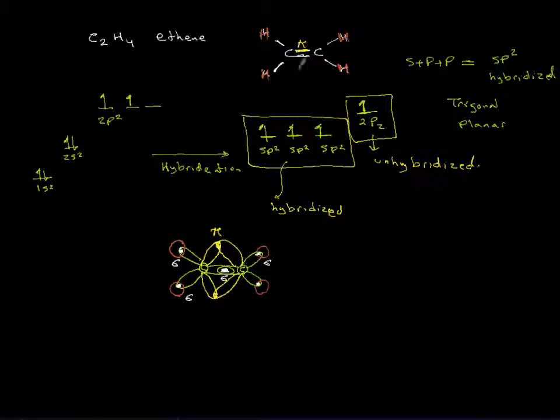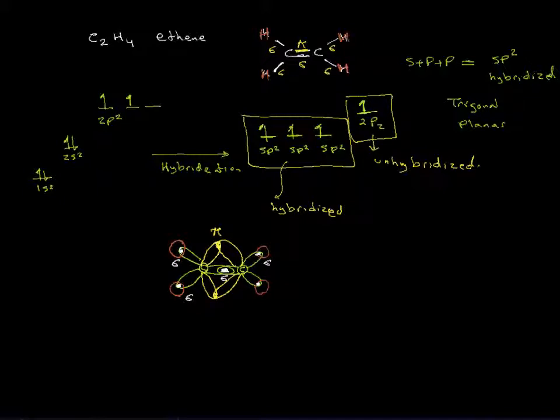Then you have 1, 2, 3, 4, and 5 sigma bonds. So sigma, sigma, sigma, sigma, and then there is 1 pi bond which is above and below. Now this pi bond is slightly weaker, but since you have accumulation of 4 electrons between the nuclei, the double bond gets smaller in size compared to a single bond.